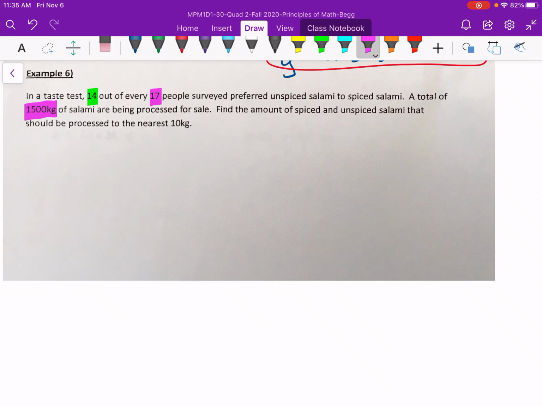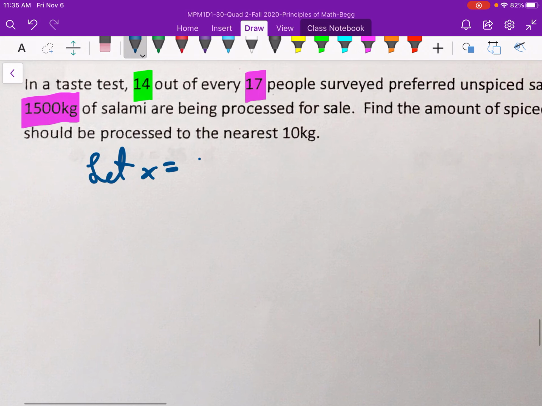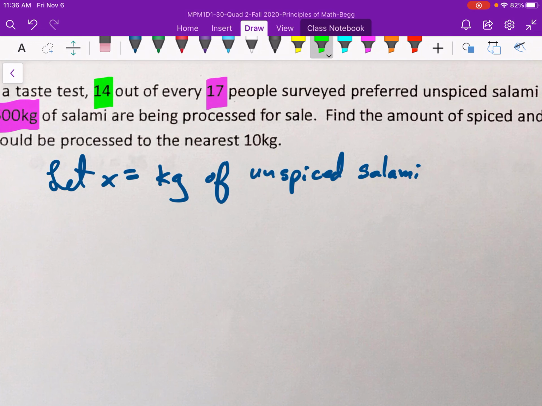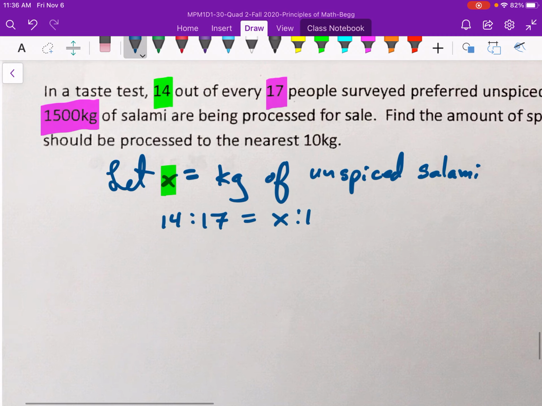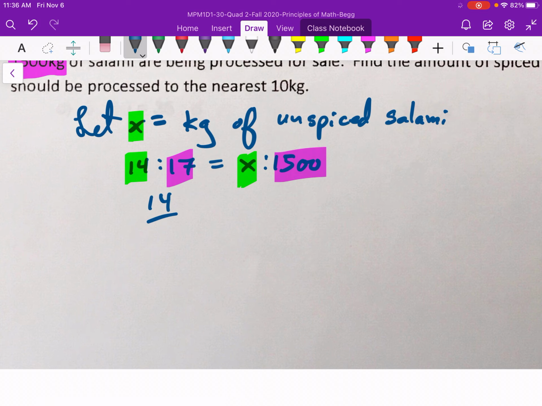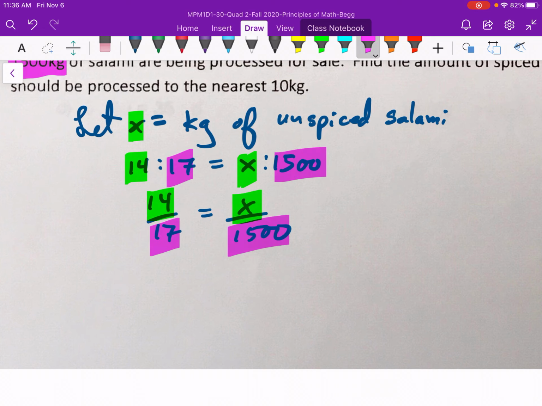So, in this case, I want to let X be the kilograms of unspiced salami, and that means that I would do 14 to 17 is equal to X to 1,500. Fourteen over 17 equals X over 1,500. Just make sure that everything looks right when I put it in fraction form, but it does to me.